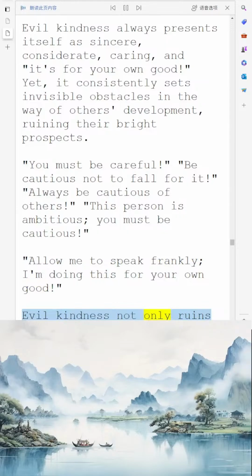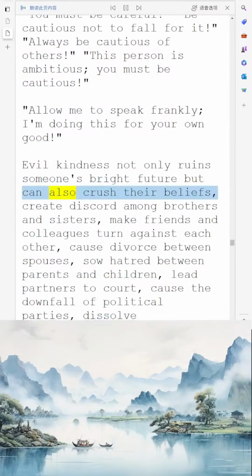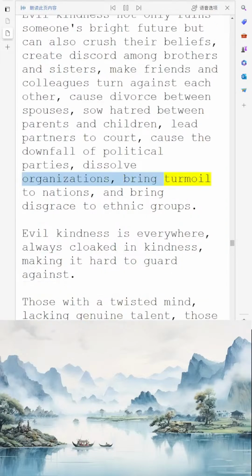Evil kindness not only ruins someone's bright future, but can also crush their beliefs, create discord among brothers and sisters, make friends and colleagues turn against each other, cause divorce between spouses, sow hatred between parents and children, lead partners to court, cause the downfall of political parties, dissolve organizations, bring turmoil to nations, and bring disgrace to ethnic groups. Evil kindness is everywhere, always cloaked in kindness, making it hard to guard against.